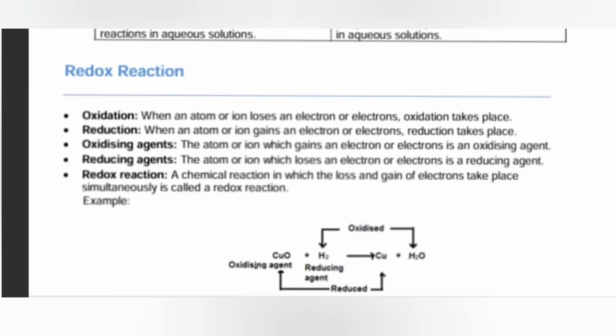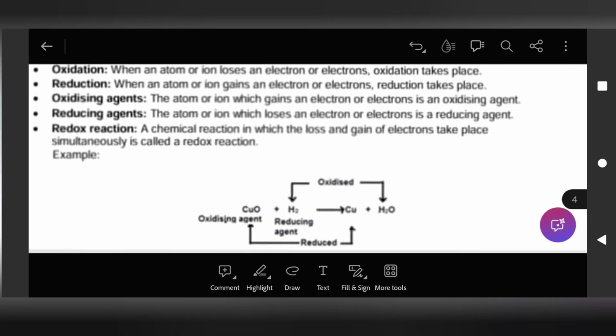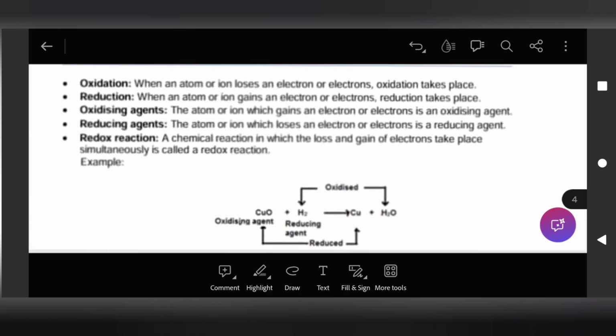An example of it is CuO plus H2, in which H2 gets one oxygen and becomes H2O, so H2 is getting oxidized. CuO is the oxidizing agent, and Cu, as the oxygen is removed, becomes reduced, and H2 is the reducing agent. So the chemical reaction is CuO plus H2 gives Cu plus H2O.